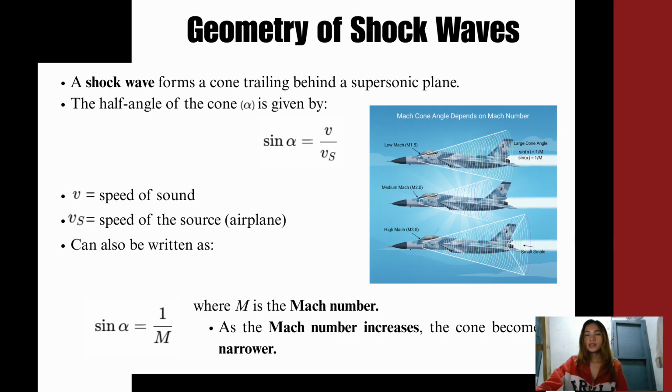So this means that the cone size depends on how large the Mach number is. As the Mach number increases, meaning the plane flies faster, the cone behind it becomes narrower. So that's why the fast jets have sharp or thin shock cones. So that is for the geometry of shock waves. So now let's proceed to the next slide.